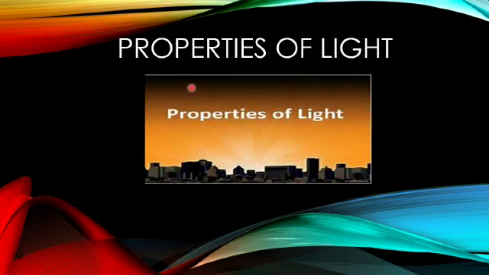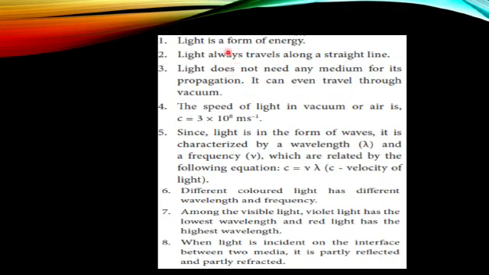Now, let us recall the properties of light. Light is a form of energy. It always travels along a straight line. Light does not need any medium for its propagation, that is solid, liquid or gas. It can even travel through vacuum. The speed of light in vacuum is 3 × 10^8 m s^-1.